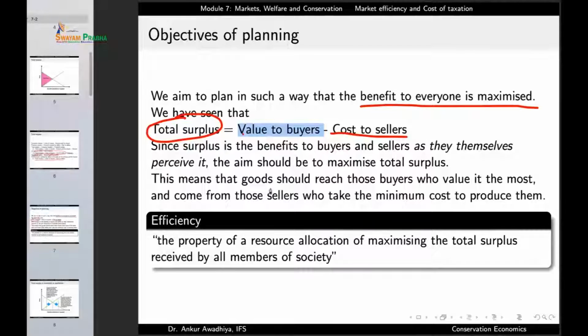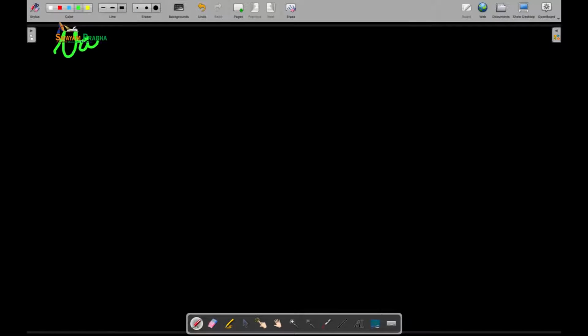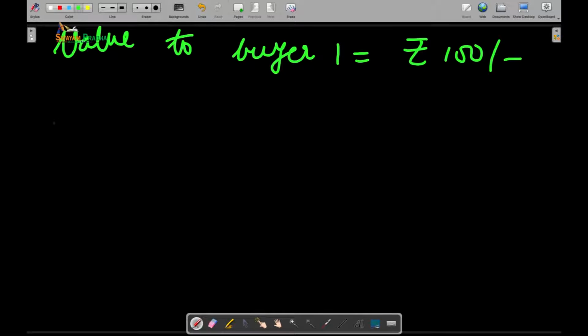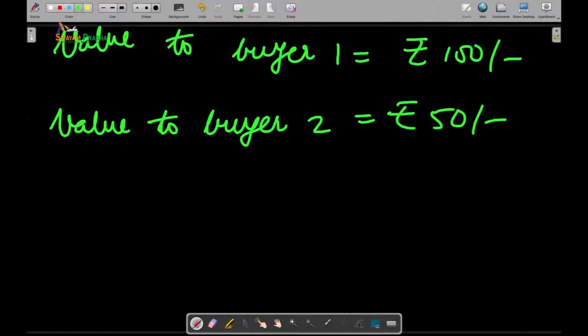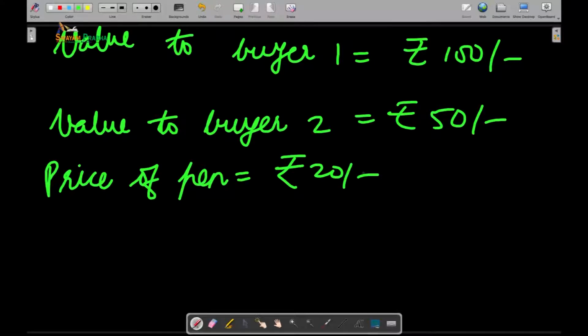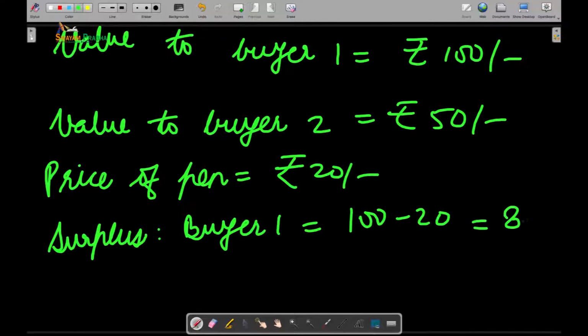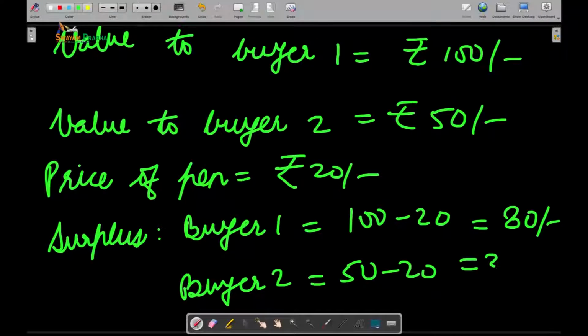Which means that if there are two buyers and one is putting a cost or a value of this pen to be say 50 rupees and the other one is putting the value to be say 100 rupees. What we are saying here is that the value to buyer 1 is 100 rupees and the value to buyer 2 is 50 rupees. Now, if this pen is available for a price of 20 rupees, then in that case, the surplus for buyer 1 is 100 minus 20 is 80 rupees, and the surplus for buyer 2 is 50 minus 20 is 30 rupees.